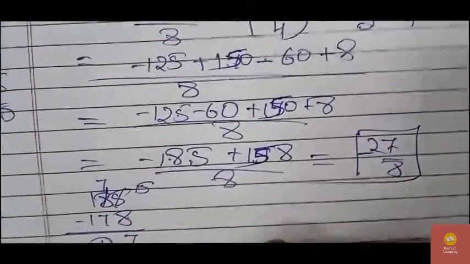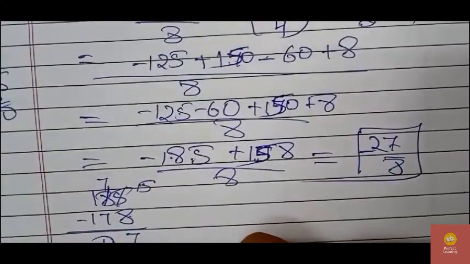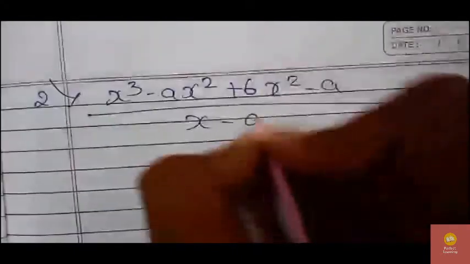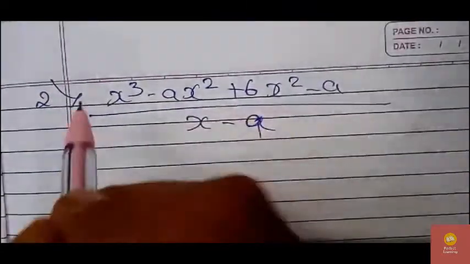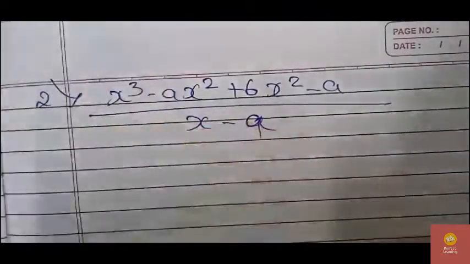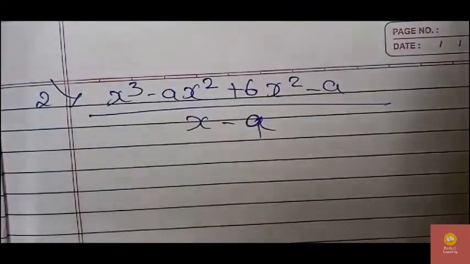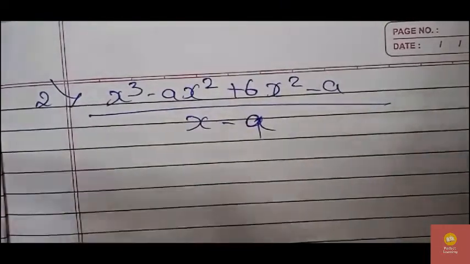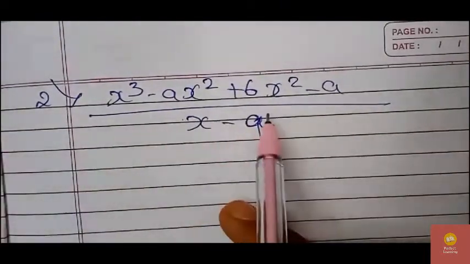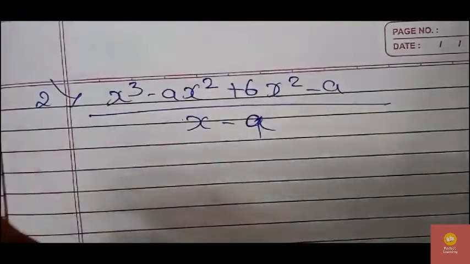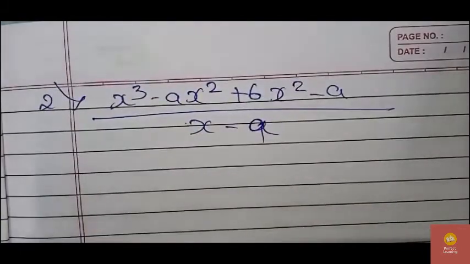The second problem of exercise 2.3 is, when we divide x cube minus ax square plus 6x square minus a by x minus a, what is the remainder? This is the question of exercise 2.3. Let's solve it.